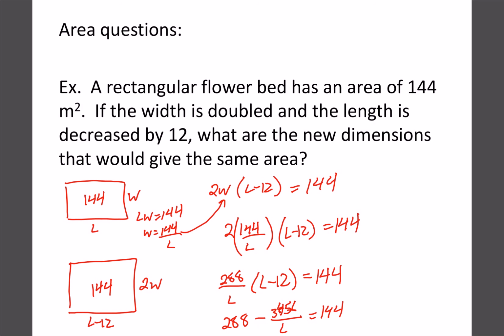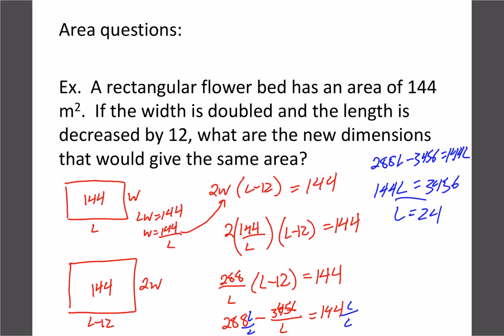You can see our common denominator in this case is L. So if we multiply our other two things by L, top and bottom, and that's it. We would get 288L minus 3456 equals 144L. Let's rearrange that equation. Let's bring the 144 over. So that would be 144L when we subtract. Let's bring the 3456 to the other side. So 3456 divided by 144 equals 24.